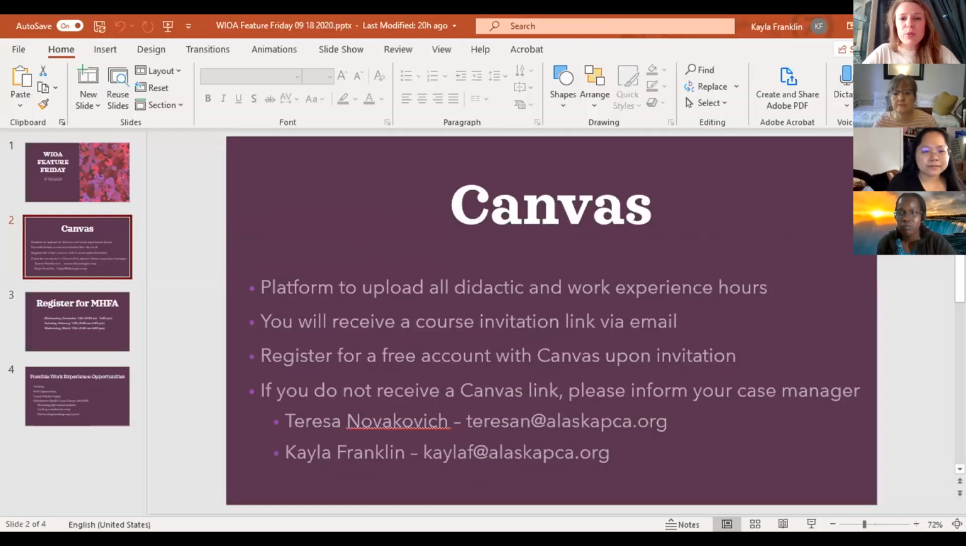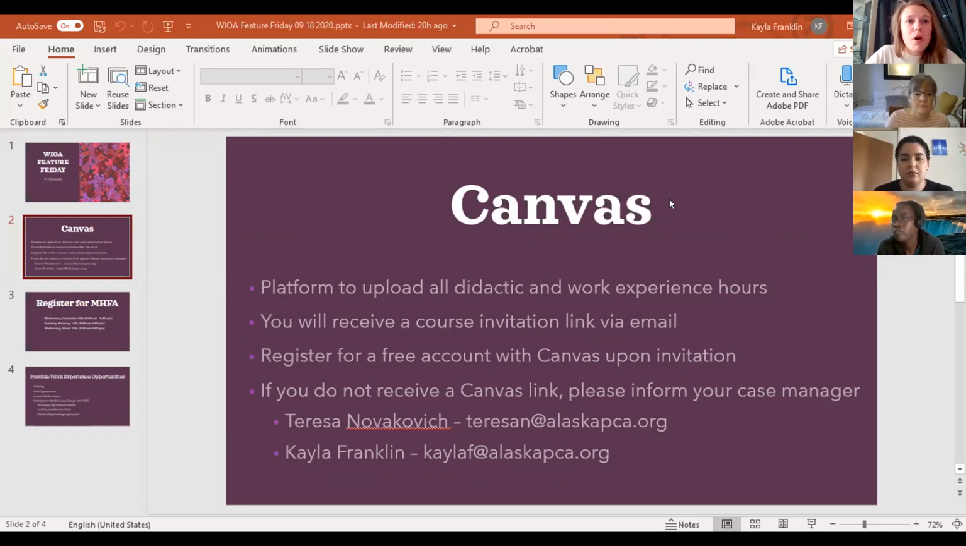I'm going to go ahead and show you what Canvas looks like just briefly so that you have an idea. I can get a student view here. All right. So here are all of your required modules that you will need to complete throughout this grant year.